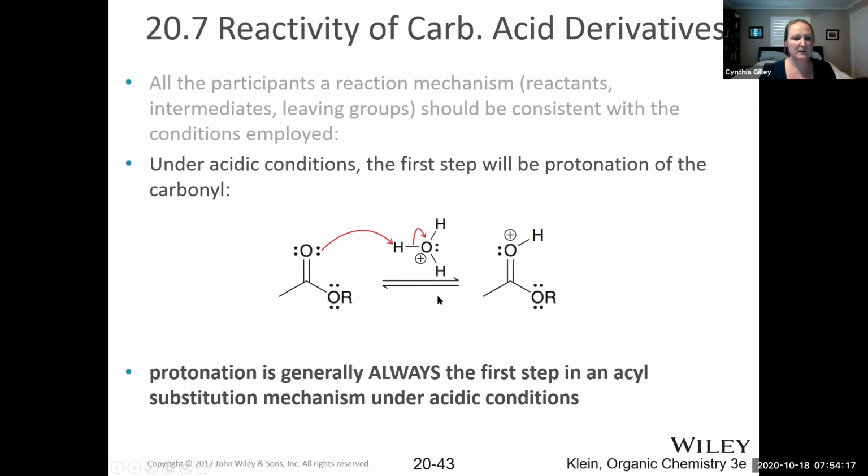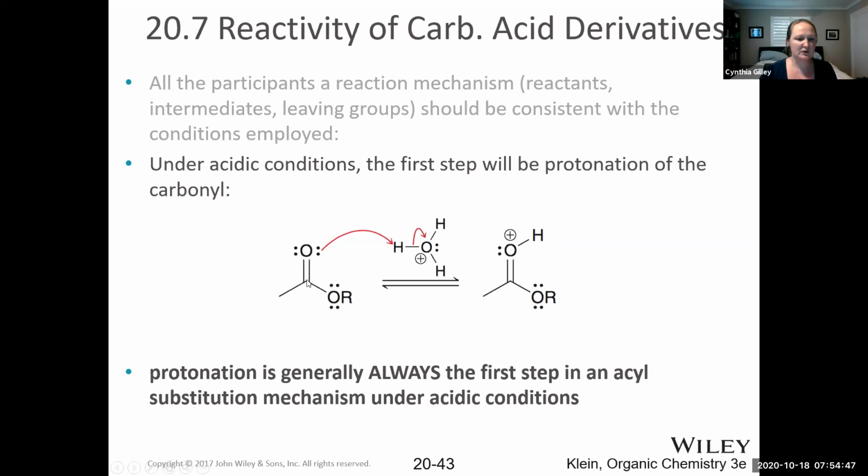So the first step under an acid catalyzed reaction is likely going to be protonation of the carbonyl. You might ask yourself, why isn't this oxygen protonated? Well, it could be protonated, but proton transfers are usually reversible. So even if we were to proton transfer to protonate this oxygen, that same proton can also be removed and go back to the ester.